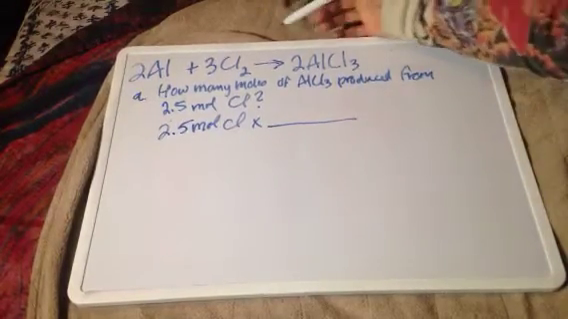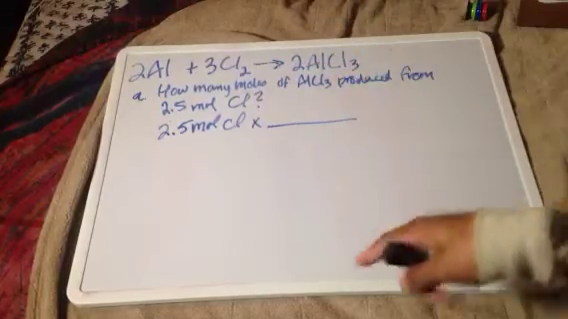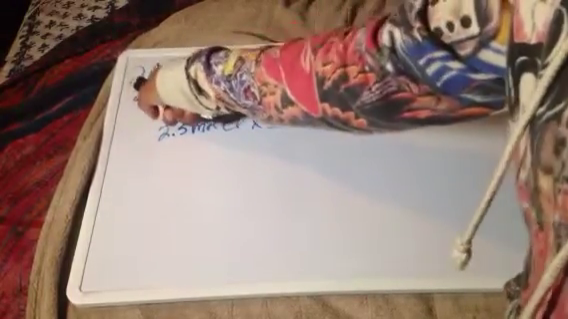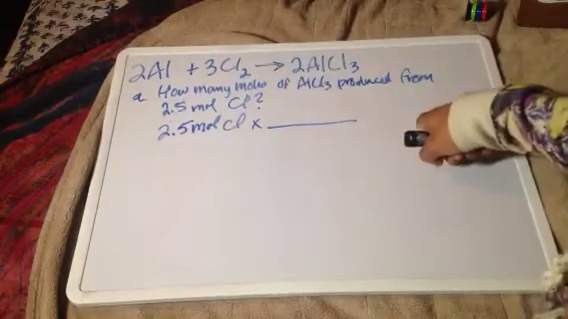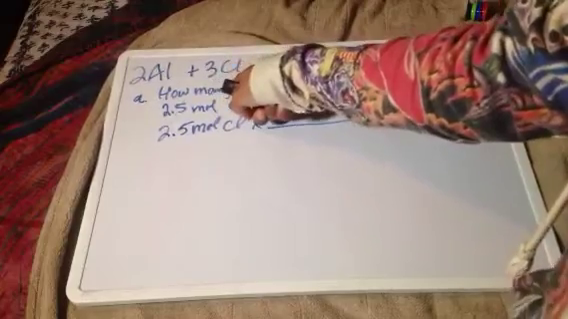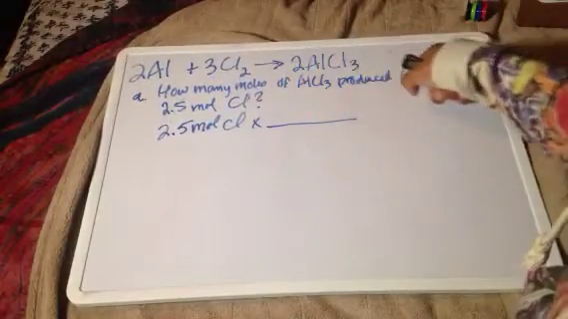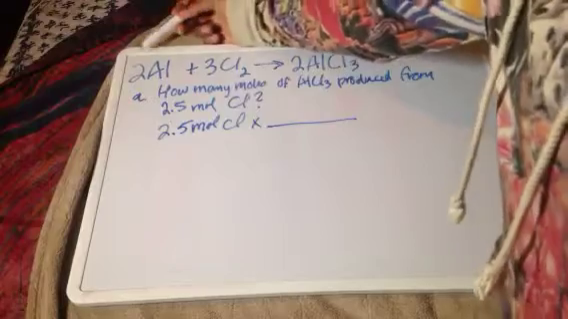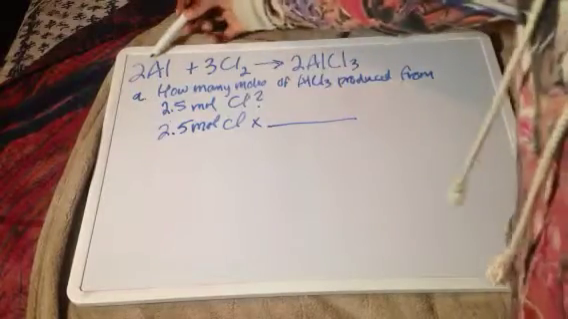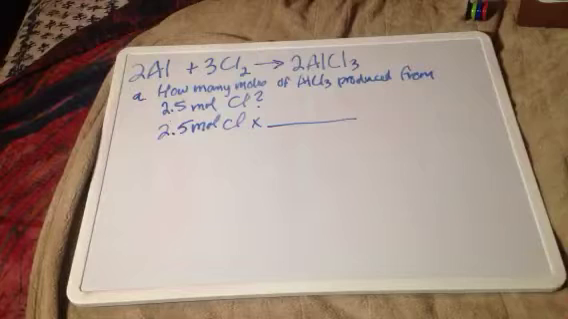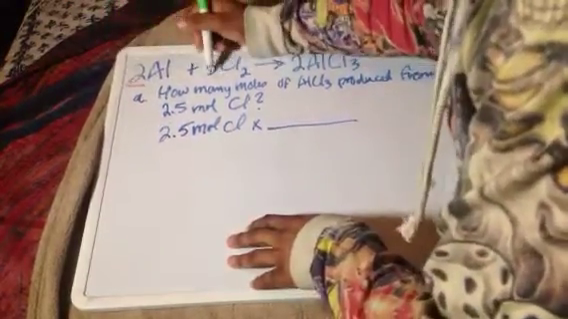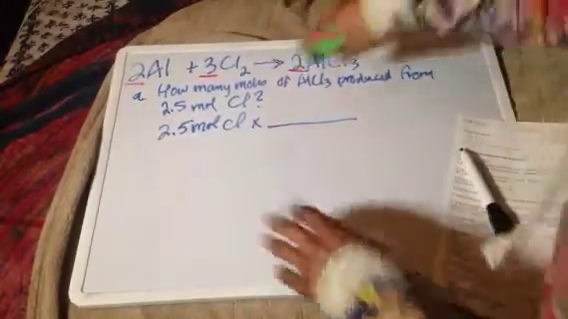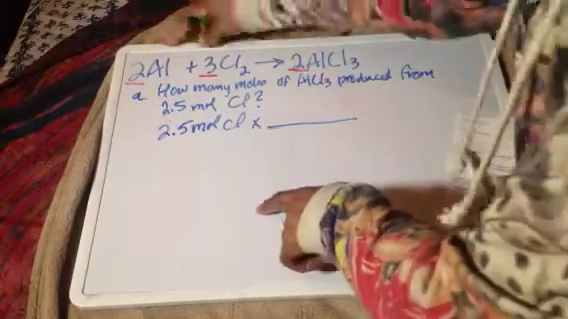So if we look at this equation, we see that 2 moles of aluminum will give us 2 moles of aluminum chloride. 3 moles of chloride will give us 2 moles of aluminum chloride. And we're basing this off of the coefficients in front of each element on our balanced equation. Let me highlight those. So these are our coefficients. And this is how I'm getting this information.